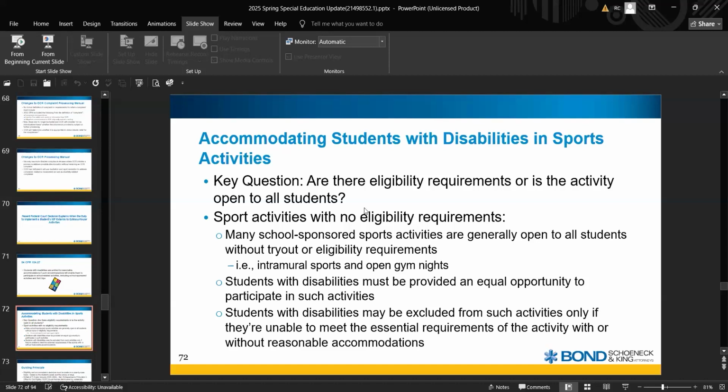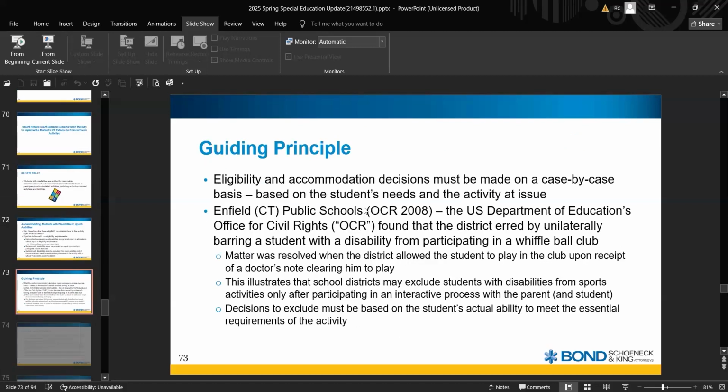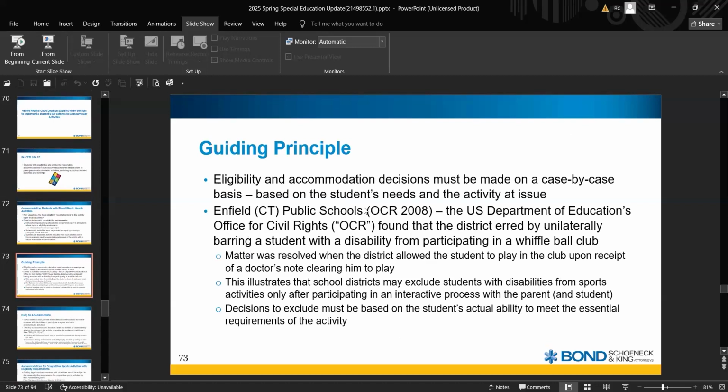And there are lots of scenarios. You have a behavioral student, who might need an aide. You might have a student that needs assistive technology. So there are lots of scenarios. So that's what we look at, and you have to look at these on a case by case basis. So here we have an OCR 2008.